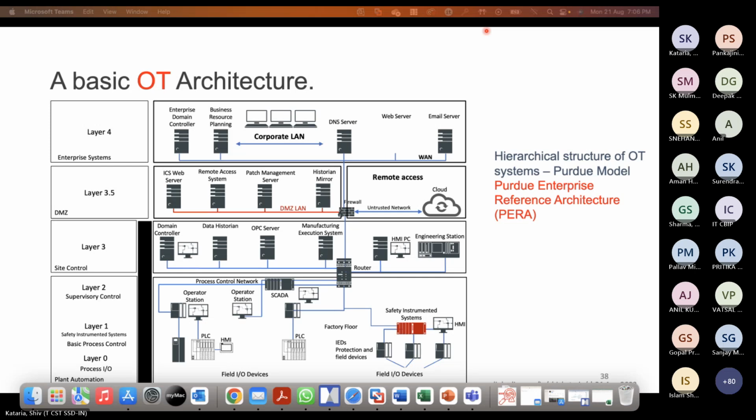Hello. Akshay, are you there? Yes, sir, you are audible, sir. Yeah, the participants may answer sir's question: where to put the IDS in the OT architecture. Probably below the firewall.